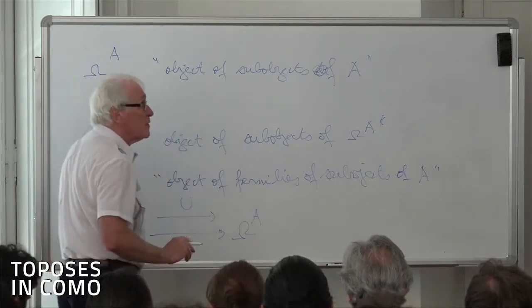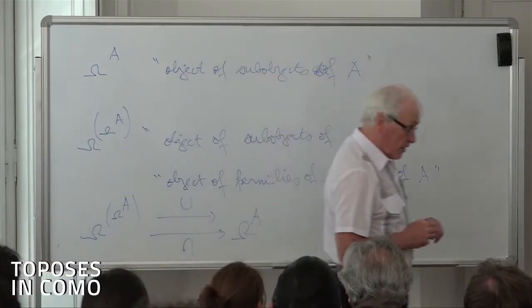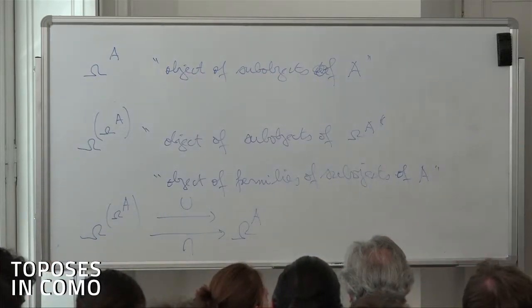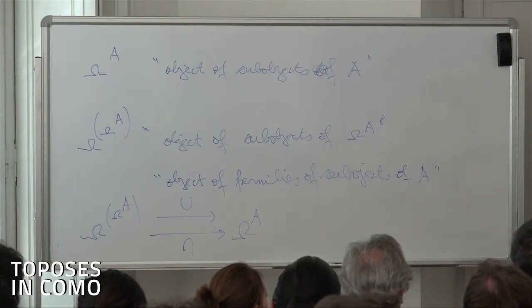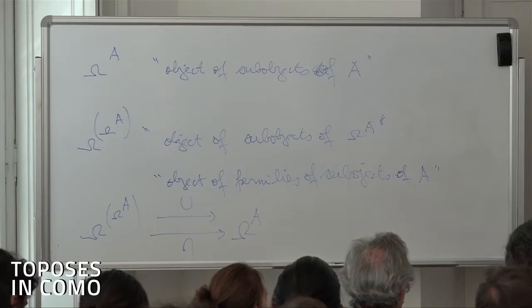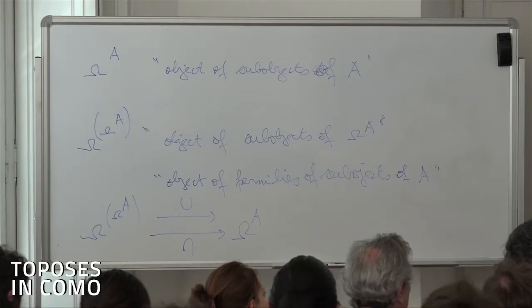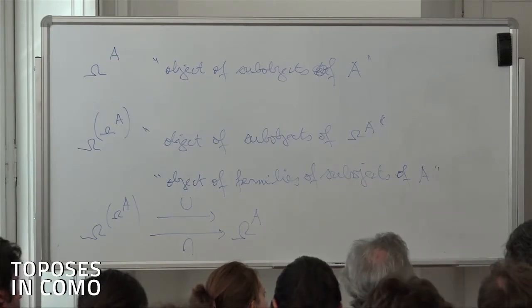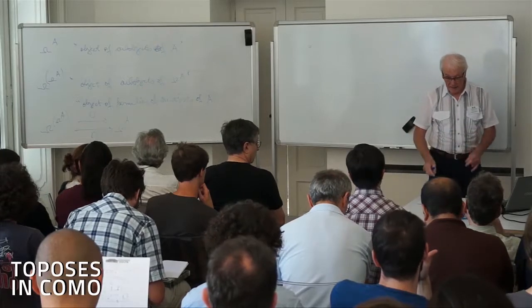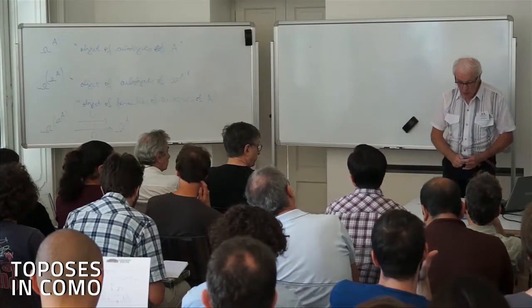There are two morphisms, which I shall call union and intersection, which give me the union and the intersection of the family of subobjects. This exists always in a topos.